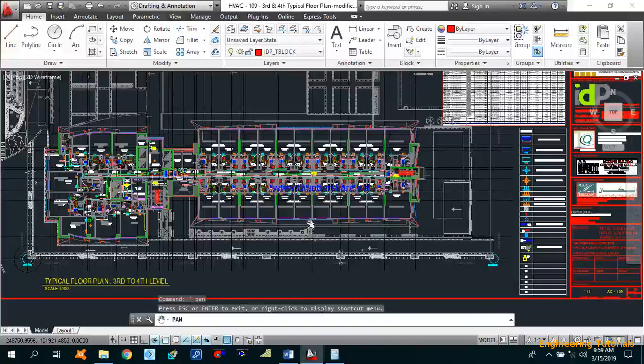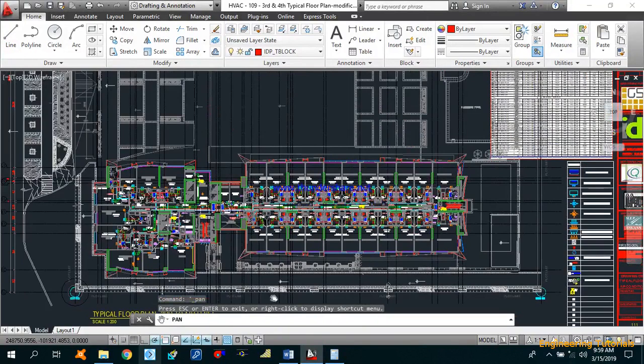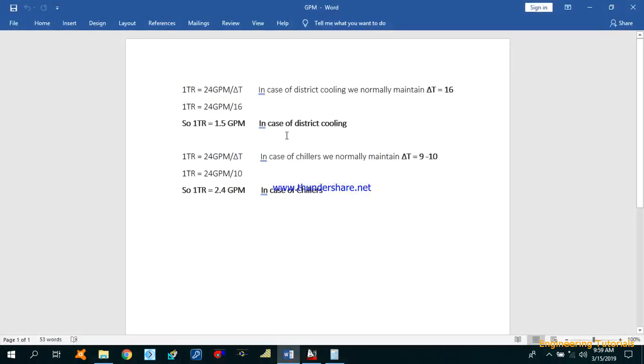In this video I will tell you how to calculate the chilled water pipe size. So let's start. But before starting I want to show you something over here. I already explained this in the previous tutorial, but I will explain again. In the case of district cooling, we are using 1 TR is equal to 1.5 GPM, and this comes from the formula TR is equal to 24 GPM divided by delta T.